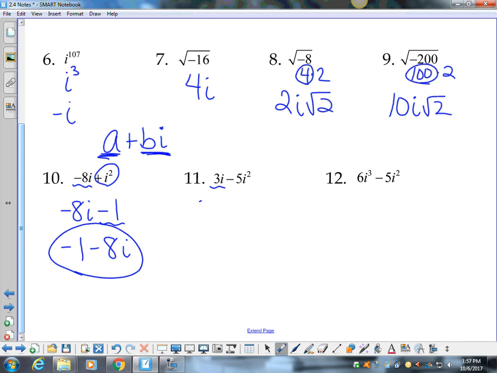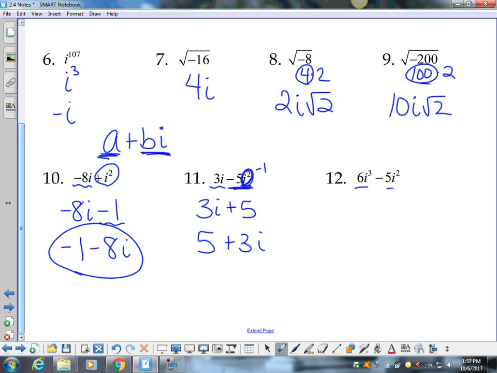Okay, again, 3i. Nothing to do to that. Let's see, i squared is a negative 1, so that would make that a plus 5. And again, put the real part in the front, imaginary part in the back. You should do enough i squareds to where you know that if you have a term that has an i squared on it, all it's going to do is change the sign of the term because it's a negative 1.